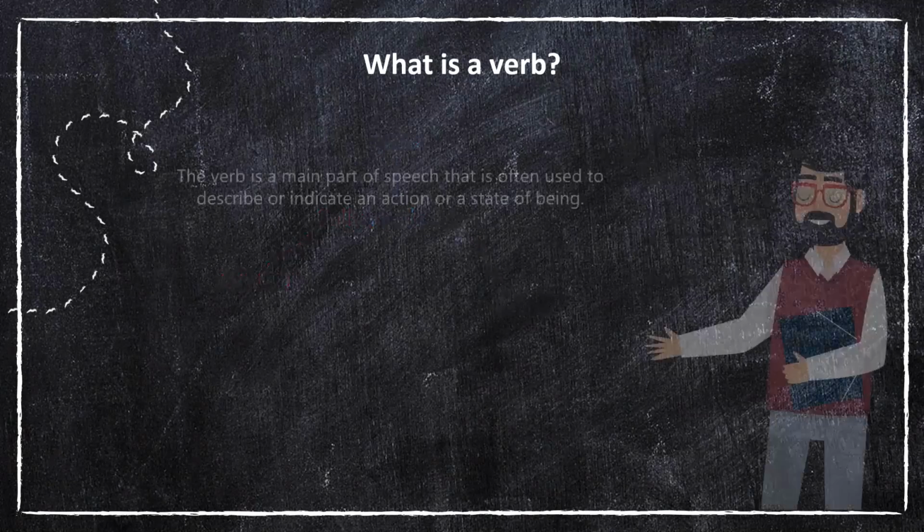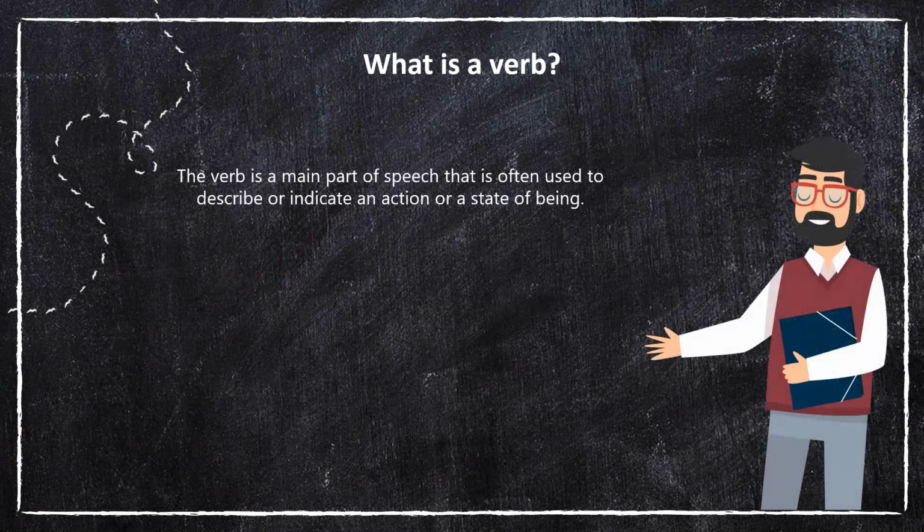Now, since the subject of this presentation is the verb, let me give you a basic definition. A verb is a main part of speech often used to describe or indicate an action or a state of being. Everyone probably understands what I mean by action. Go, read, write, jump, eat. All of these are actions.